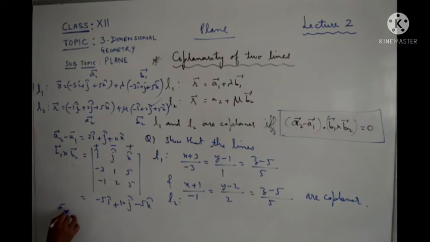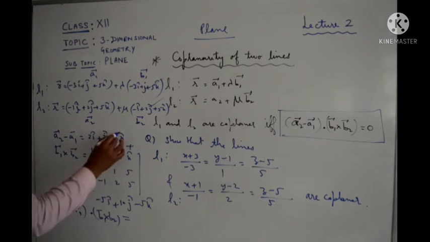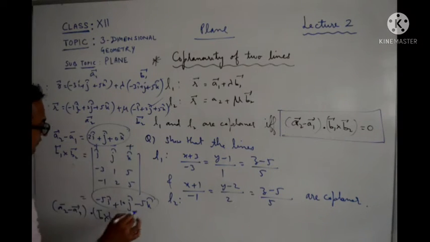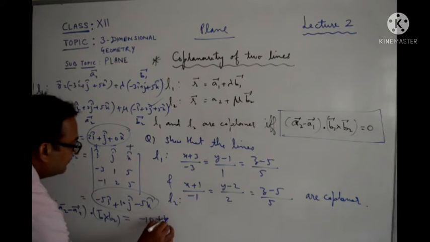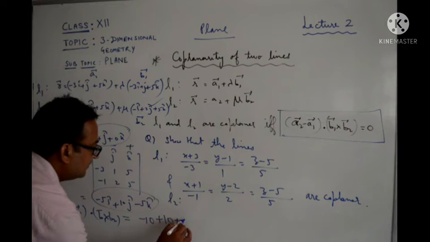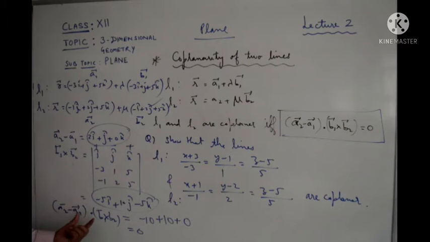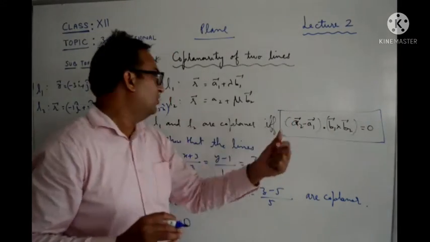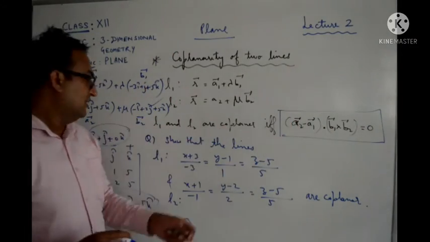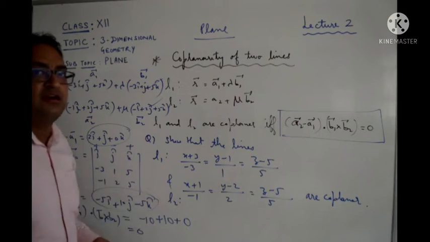So now let's see what a2 minus a1 dot b1 cross b2 is. If we take the dot product of these two vectors, we have minus 10 plus 10 plus 0. So this dot product comes out to be equal to 0, and from the article you know that if this is equal to 0, then the lines are coplanar. So finally you have to write that L1 and L2 are coplanar.